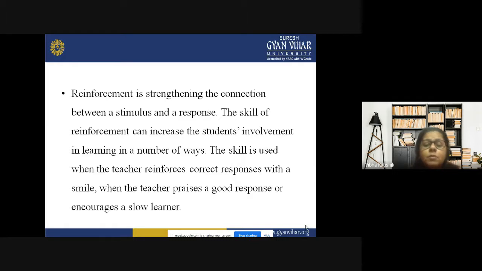When the teacher praises a good response or encourages a slow learner, and when the teacher is praising any good idea of a student, then that will encourage the students to be involved in the teaching learning process. First thing. Second thing is that they also want some reinforcement from the teacher. So it encourages slow learner students also to be involved in the teaching process.